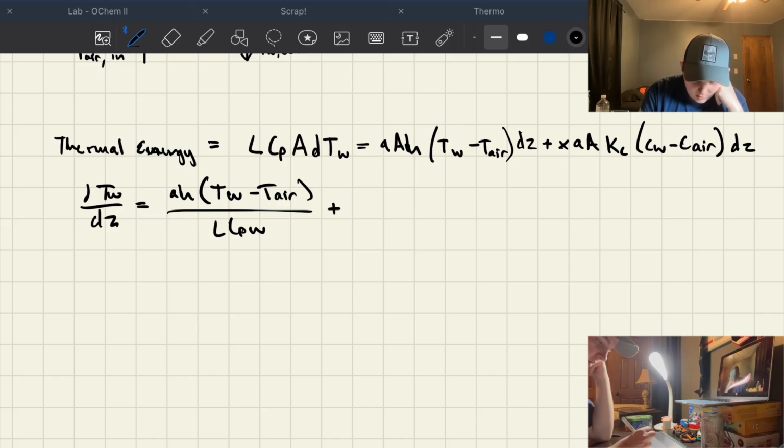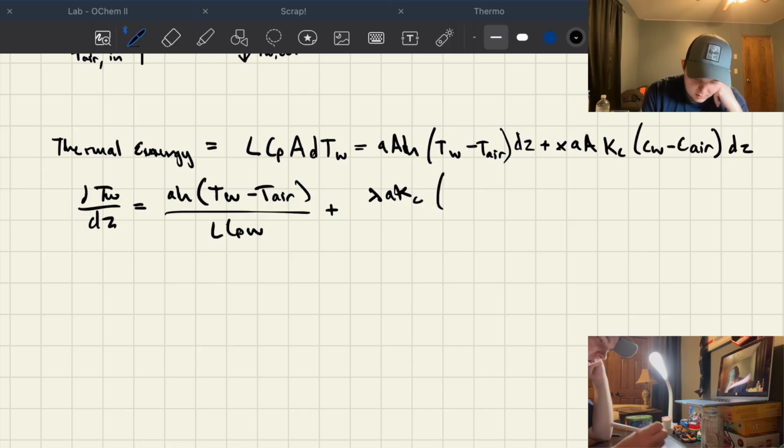And then we have to add our other term, and in the numerator we're going to have our gamma, a, KC, times our PSAT over our RTW, and then we need our minus C air here, and that's going to be all over the same denominator.